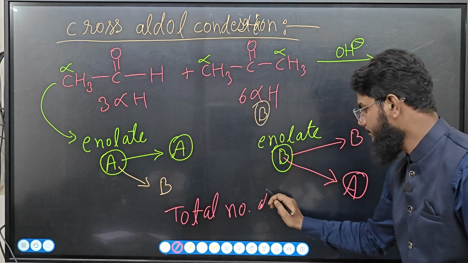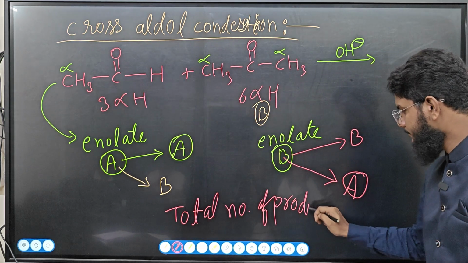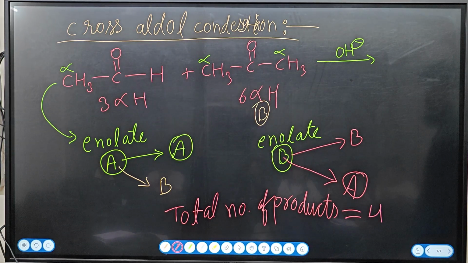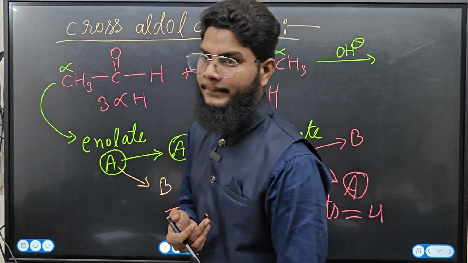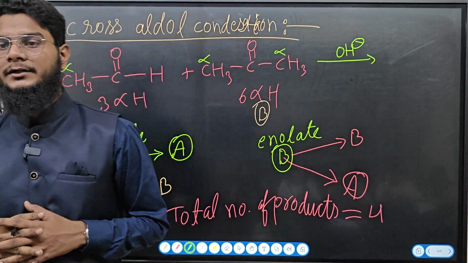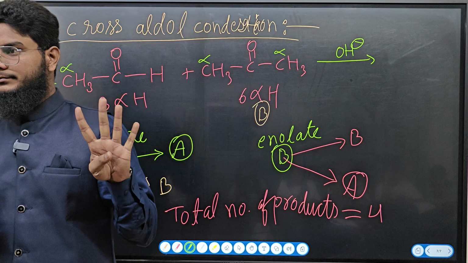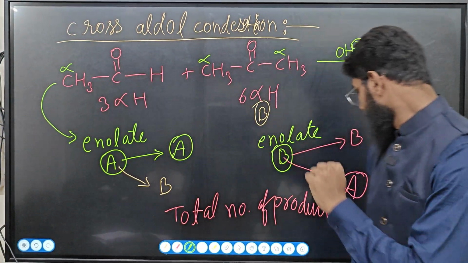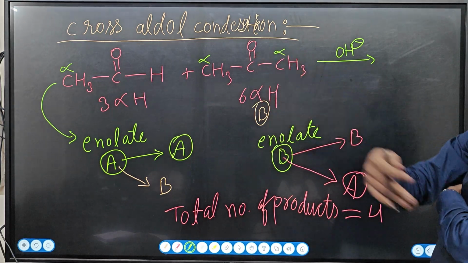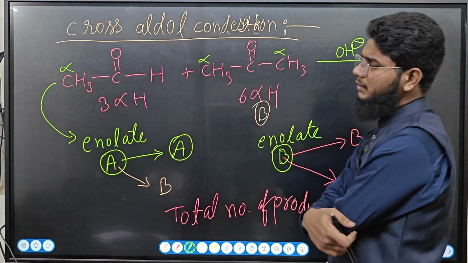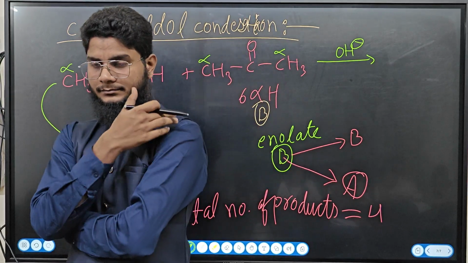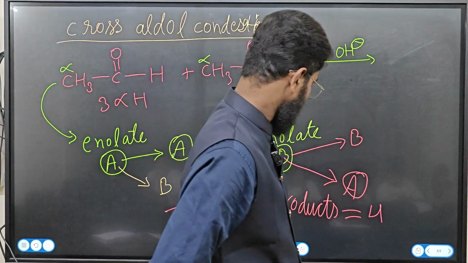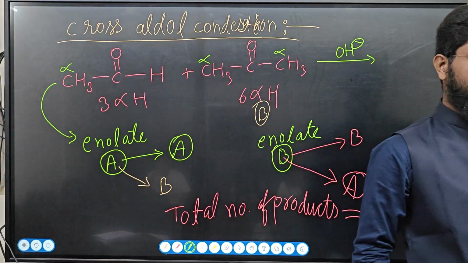Total number of products, how many? Total products are 4. 2 from A and 2 from B. So you understood how many products you need to draw? 4. You have to draw 4 products. So I am giving you, just consider this example and draw all the 4 products.